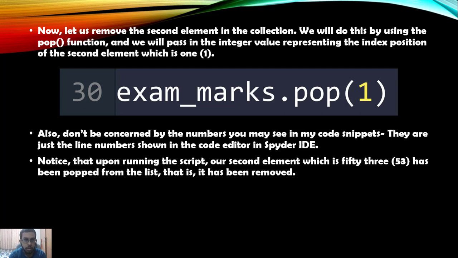marks.pop(1). Also, don't be concerned by the numbers you may see in my code snippets. They are just the line numbers shown in the code editor in Spyder IDE. Notice that upon running the script, our second element, which is 53, has been popped from the list. That is, it has been removed.